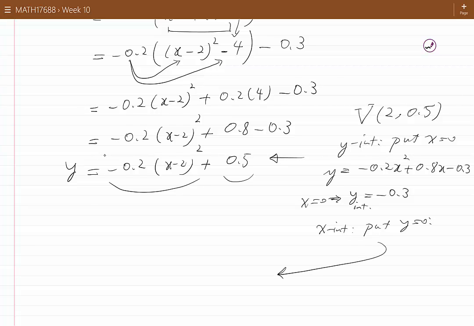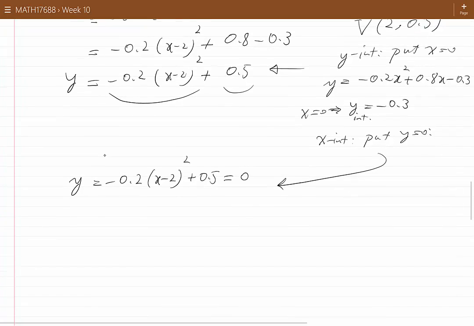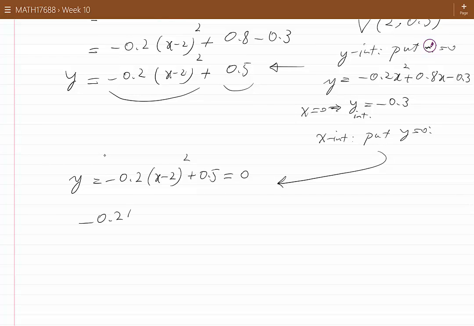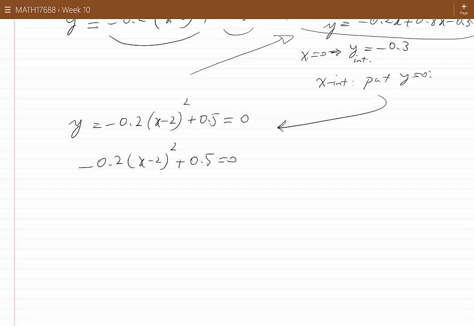Let's do that over here. We better use the standard form. y becomes minus 0.2 (x minus 2) squared plus 0.5, which becomes 0. Therefore, here is the quadratic equation we have. If we had used the general form, we would have to use the quadratic formula now to find the values of x. But using the standard form, there is an easier way to find the values of x in this equation.